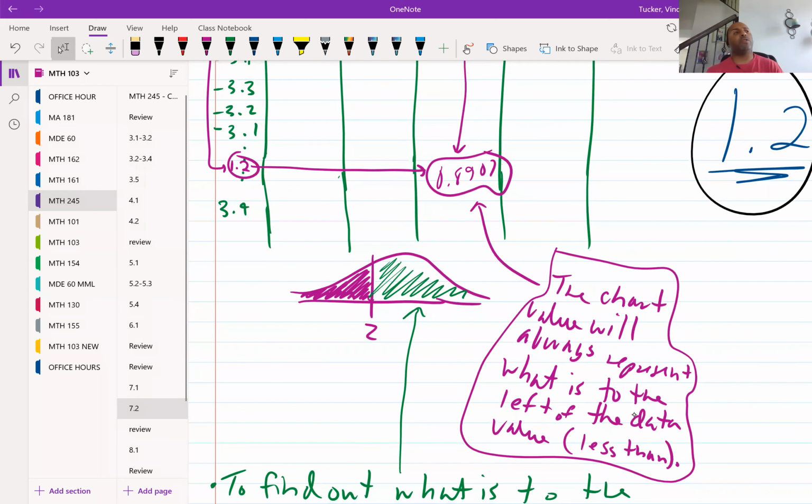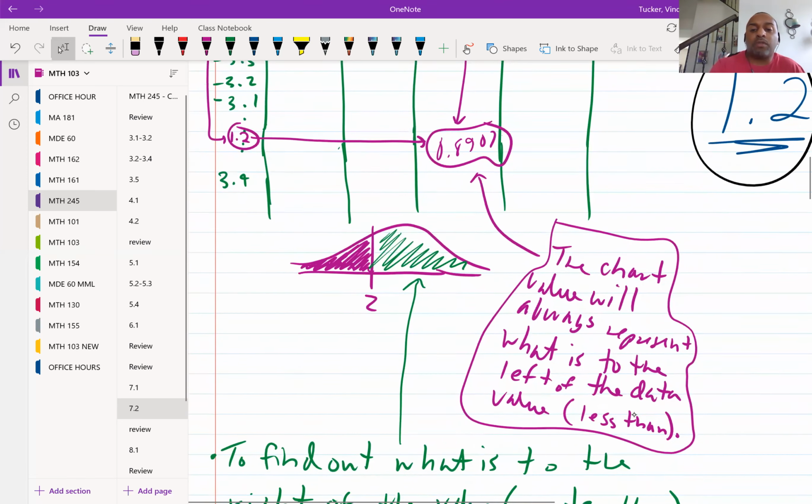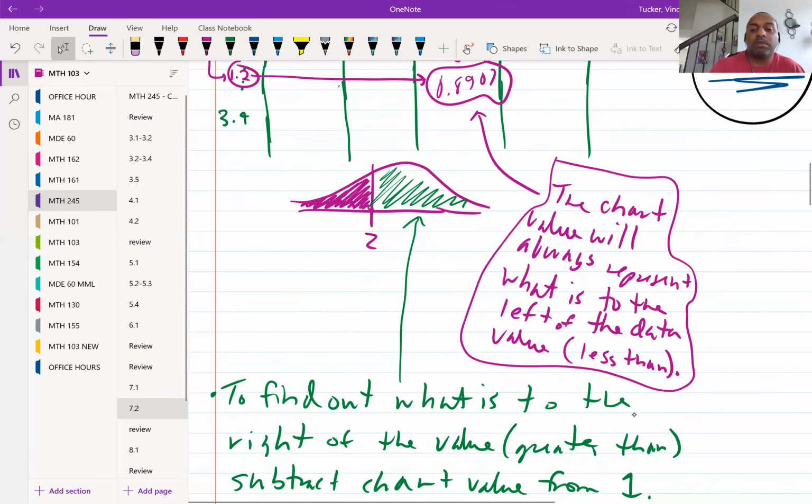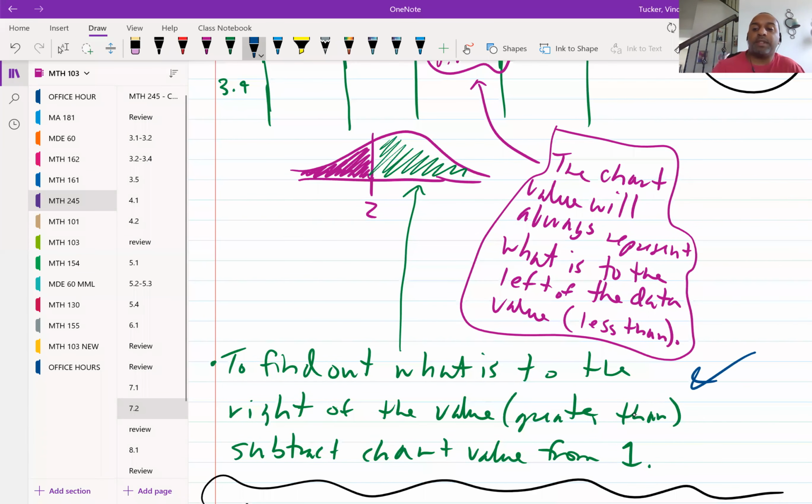And don't forget, we also mentioned that the total area under the curve is going to be equal to 1. So if I know what's less than, I can always figure out what's greater than by subtracting that from 1. That's what this statement says right here: to find out what is to the right of the value, in other words, greater than, we'll subtract the chart value from 1.